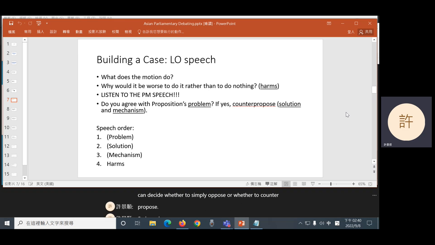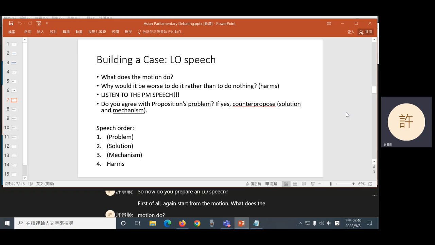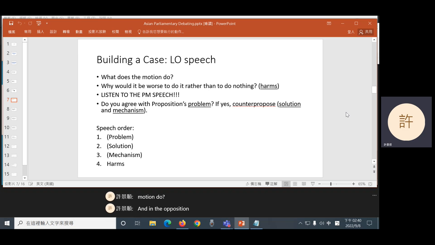So how do you prepare an LO speech? First of all, again, start from the motion. What does the motion do? And in the opposition case, you have to think about why it is a bad idea to do this. And then you can brainstorm ideas and reasons. But in order to actually start creating your speech, you have to listen to the PM. What are the definitions? What is the mechanism? Is their case a hard case or a soft case? What kind of problem do they start with? The details of the speech are what you have to pay attention to.